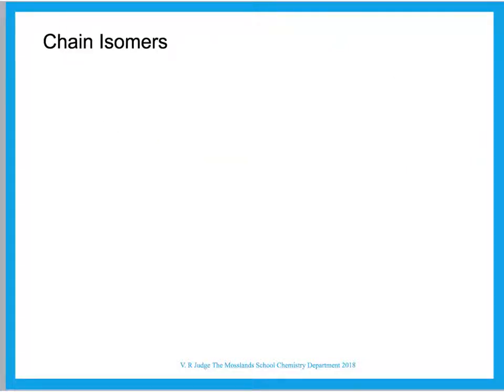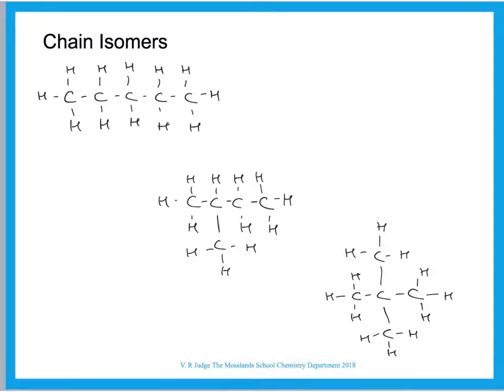On to the first type, we're going to look at chain isomers, and I'm just going to show you a couple of examples. Here are 3 different compounds. What's similar about them is that they all have the molecular formula C5H12. They all have the same molecular formula, but looking at them you can see that they all have different structural formulae, so they are isomers. The way that they are different from each other is that the chain of carbon atoms is different.